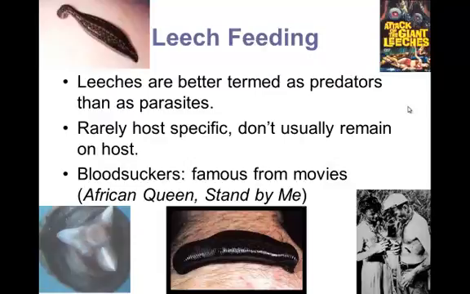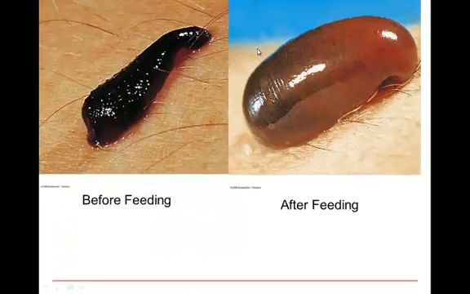They can withstand not feeding for a year or so. So before feeding, they can be really small, and after feeding, they can be much larger. But remember, not all leeches are bloodsuckers. Some are just micropredators. In any case, we'll conclude this module, and we'll be looking forward to talking about the next group, the arthropods, the largest phylum of animals.